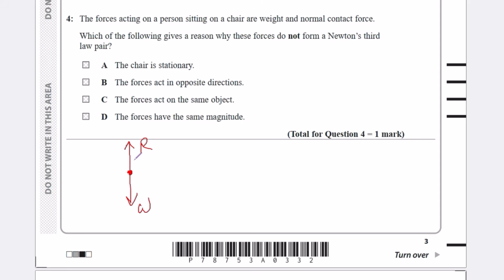Always remember, when equal and opposite forces act on two different bodies, it's called Newton's third law pair forces, and when equal and opposite forces act on the same body, it's Newton's first law pair forces. So weight and reaction are actually first law pair forces, not third law pair forces.